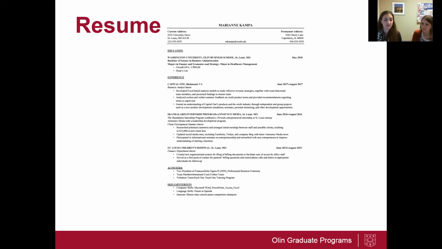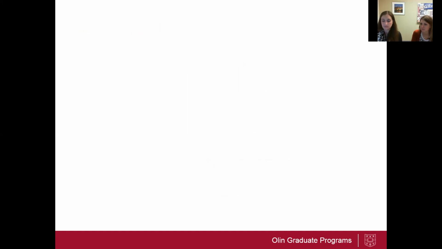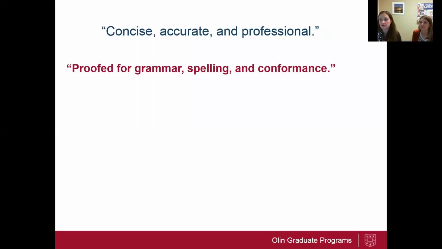This is actually an undergraduate resume, but thinking about what we're really looking for, we are looking for concise, accurate, and professional. So you're really trying to make sure that this is a professional resume. Proofed for grammar, spelling, and conformance. Again, this should be a professional resume that you would give to an employer, making sure that you've proofed it and that it is professional in spelling and grammar. Customize it to the specific position that you're seeking.